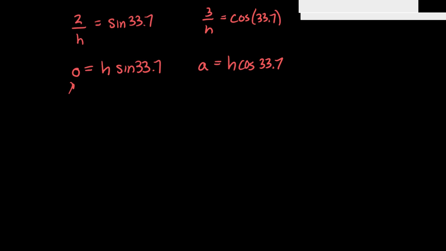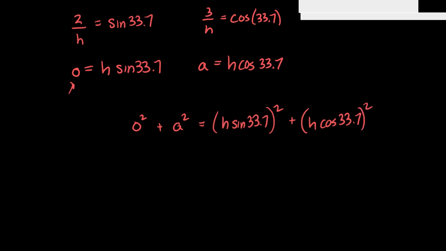Everybody's following okay. Opposite squared plus adjacent squared equals h sine 33.7 squared plus h cosine 33.7 squared. Right? You guys follow what I did? I just put O in. I put this in for O, and I put all of this in for A. That okay? No problems? Do you notice that I have an h squared in both terms? Do you guys see that okay? I'm going to factor it out.